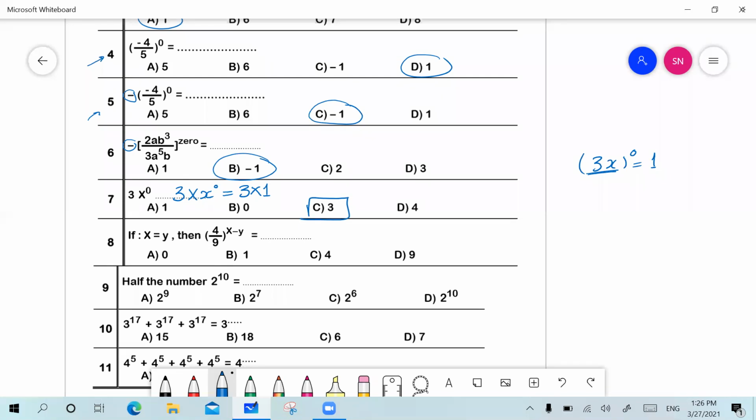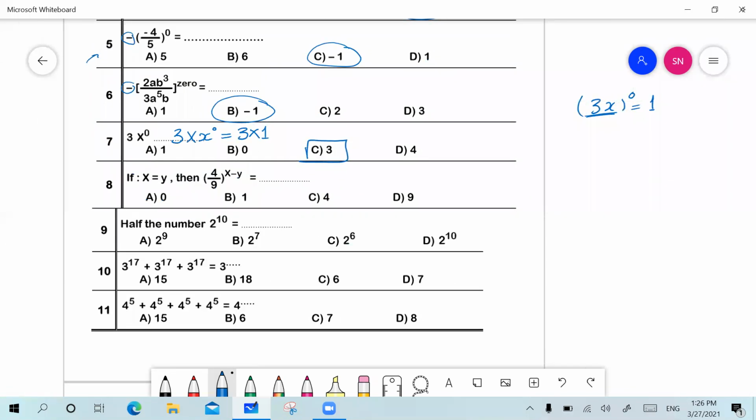Okay. Number 8, if x is equal to y, then 4 over y to the power of x minus y. This is going to equal, Omar? It's equal to 1. Because why? x minus y is the power of 0. Exactly. x minus y, two numbers which are the same, minus each other. So I have here to the power of 0. So the correct answer is 1. Thank you, Omar.